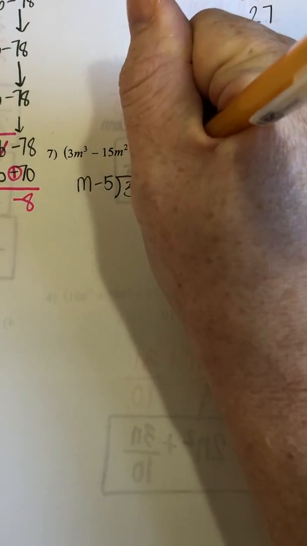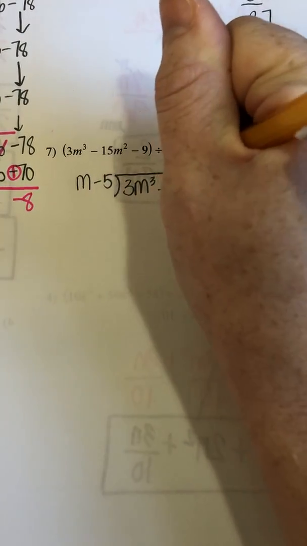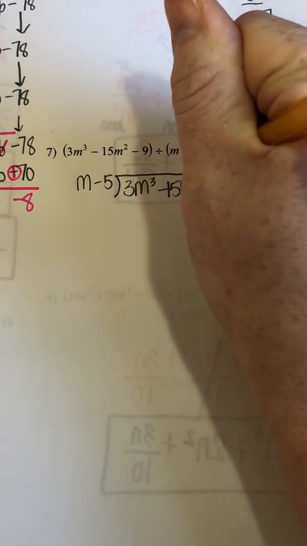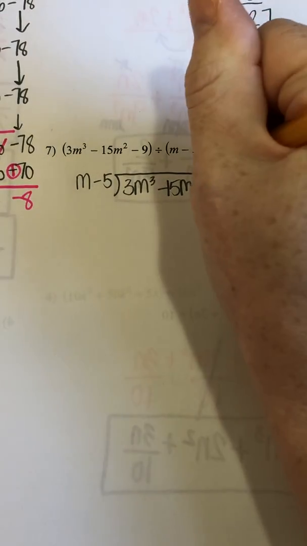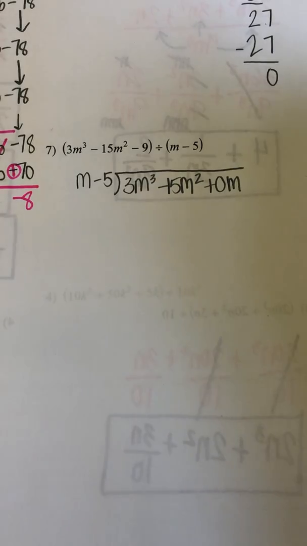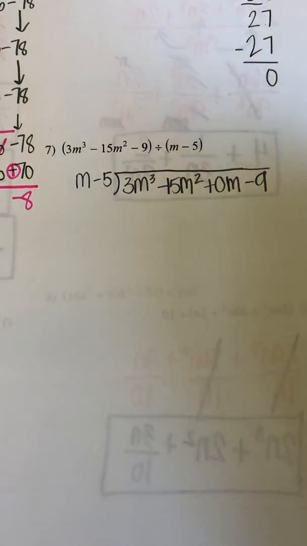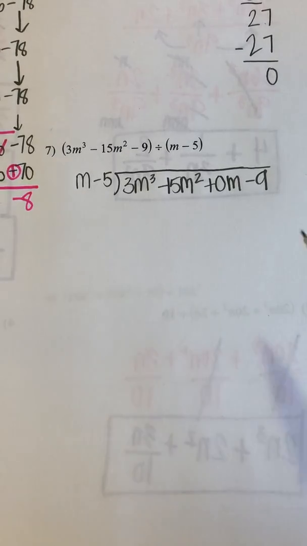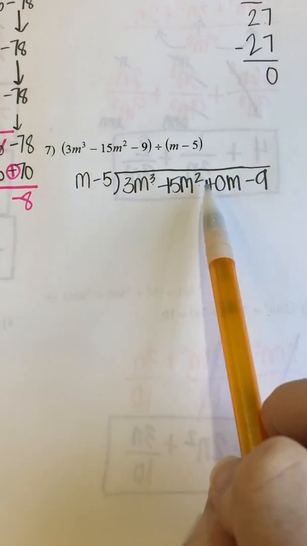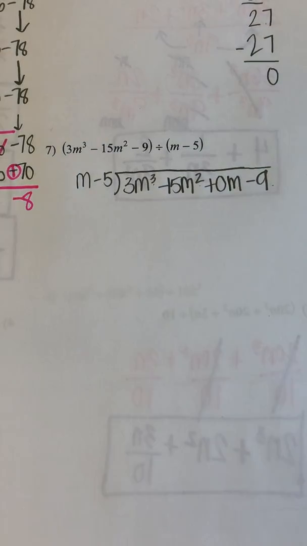I've got 3m cubed minus 15m squared. I'm going to write plus 0m, and then I've got minus 9. So my powers now go 3, 2, 1, 0. Okay? So I've got something in every place. I'm going to concentrate on the m.